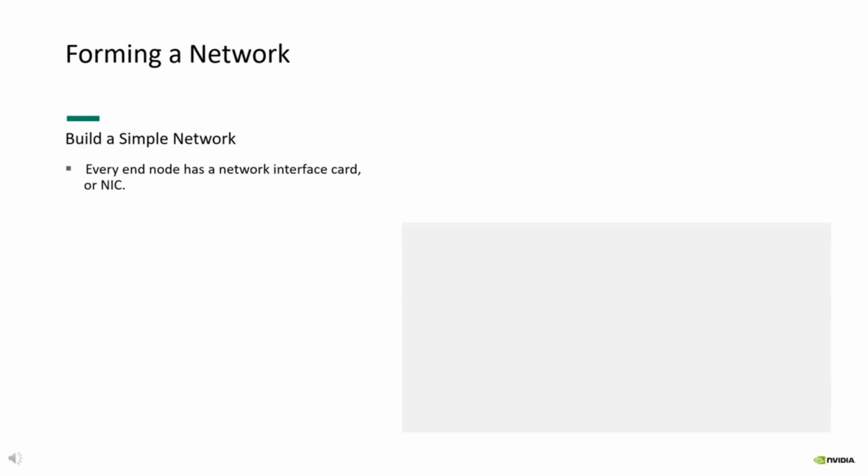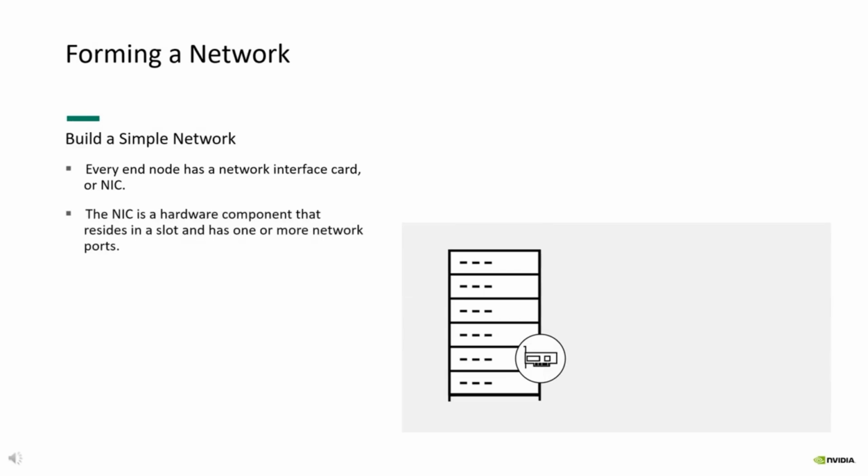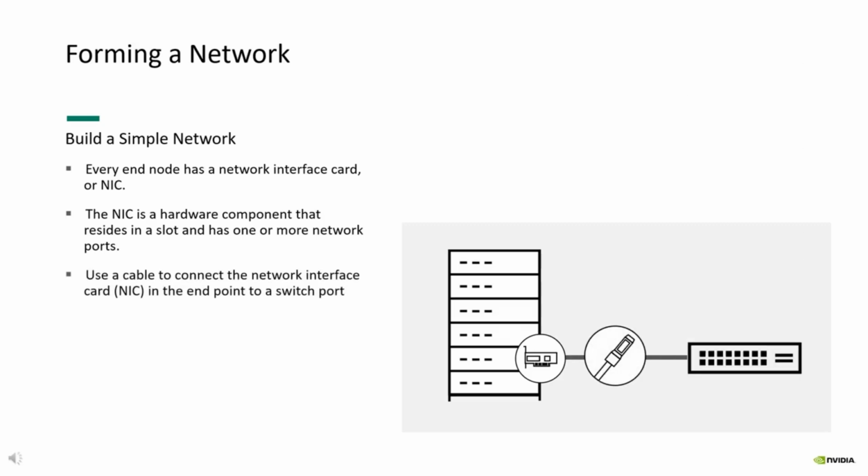Let's see how a simple network is formed. Every end node has a network interface card, or NIC. The NIC is a hardware component that resides in a slot and has one or more network ports. The next step would be plugging a cable into the NIC port on one end and into a switch port on the other end. Great! Now we have the end nodes physically connected. But how do they communicate?